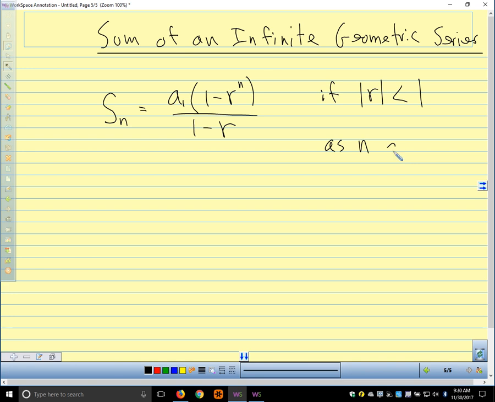As n gets very big, what happens to r to the n? So let's think of 1/2. 1/2 to a really big power. Does it get bigger or smaller? Smaller. 1/2 to the 100 is really small. 1 over 2 to the 100. That's going to be really small. So as n gets very big, r to the n gets very small.